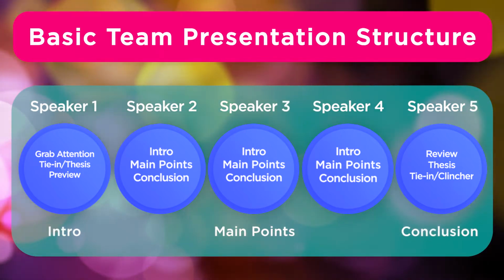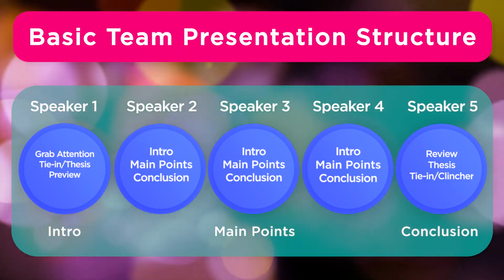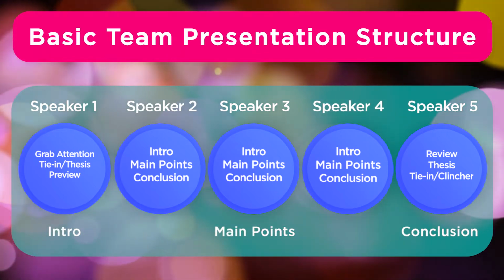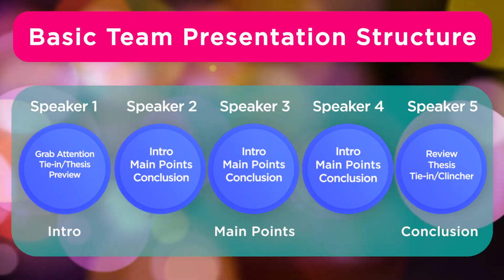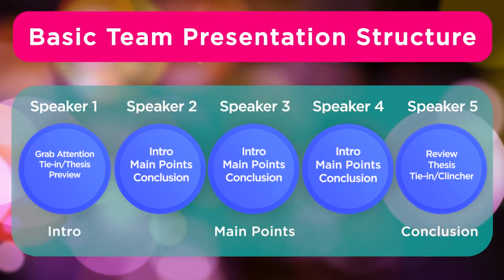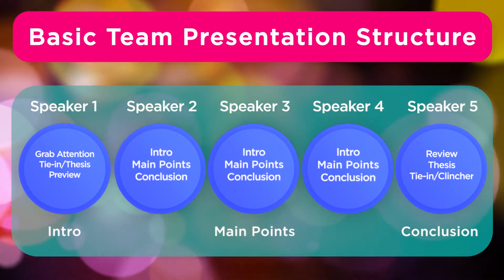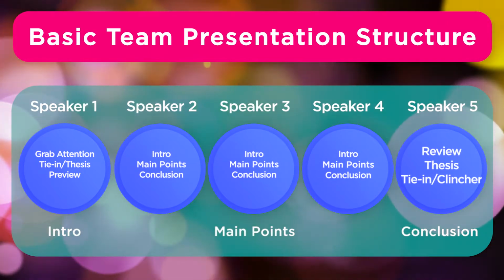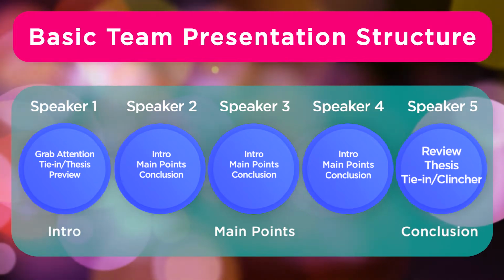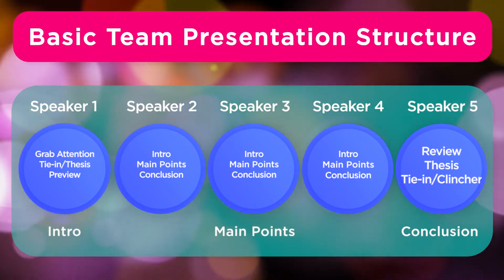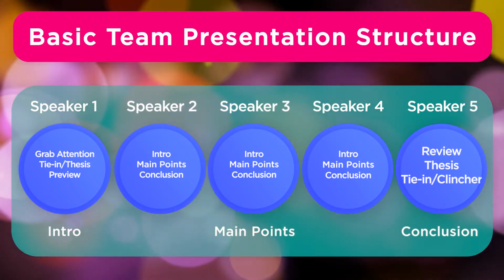Speakers 2, 3, and 4 should also have main points and conclusions in their segments. In a way, speakers 2, 3, and 4 are giving self-contained speeches that are based on what is said before them and what is said after them regarding the topic. Lastly, Speaker 5 will close the presentation by giving a review, thesis, and tying into a clincher. Speaker 5 has a very important role because that person will leave the lasting impression on the audience.